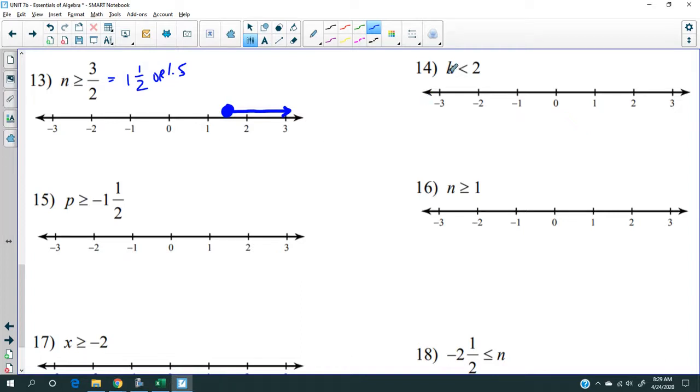14: k is less than 2, so where 2 is, the arrow goes to the left. Arrow goes to the left. Let's see, negative 1.5. Now, where's negative 1.5? It's between negative 1 and negative 2. Arrow goes to the right. Line underneath, fill in the circle. Now 16: circle, arrow to the right.